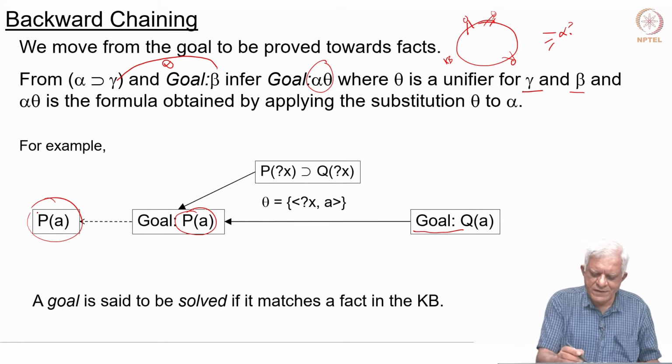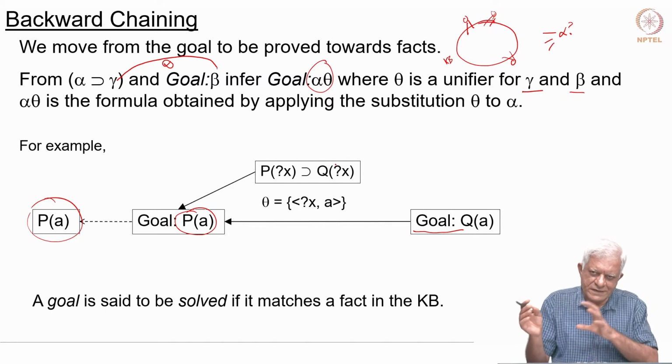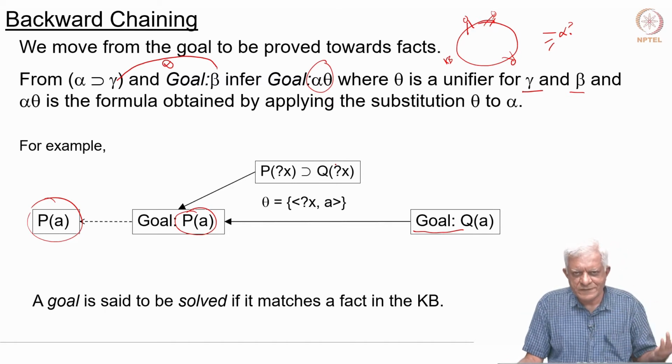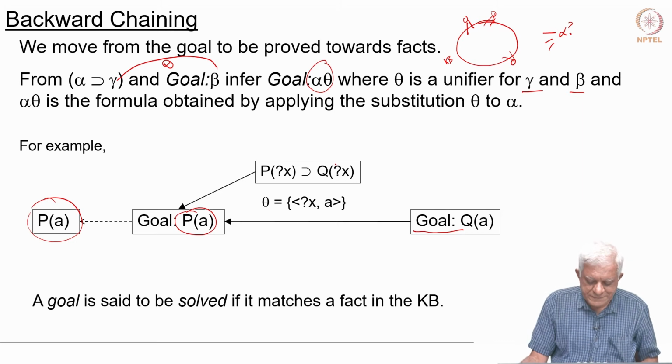Why is it called chaining? Because you are going from one side of the implication statement to the other side. When you are going from the left hand side to the right hand side, we call it forward chaining. When you are going from the right hand side to the left hand side, we call it backward chaining.